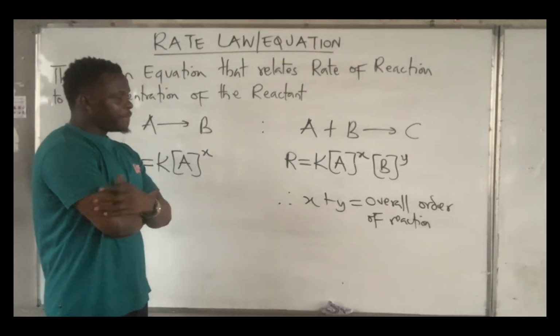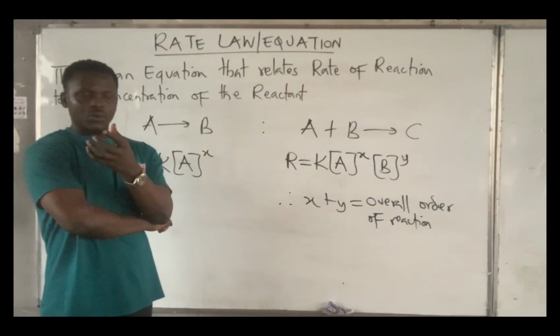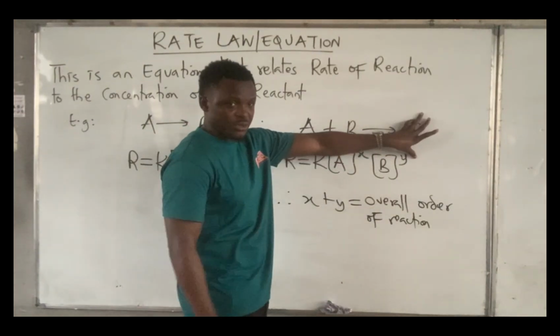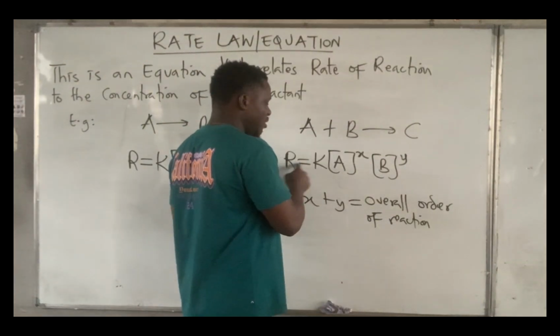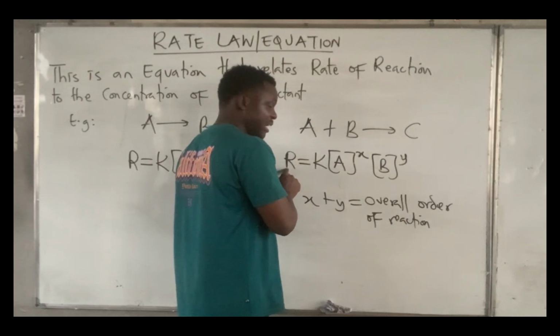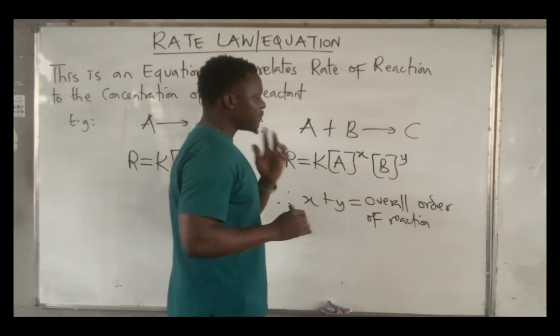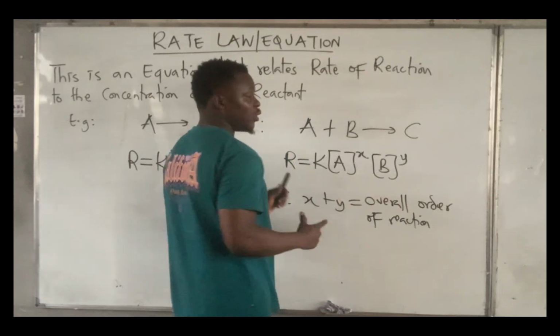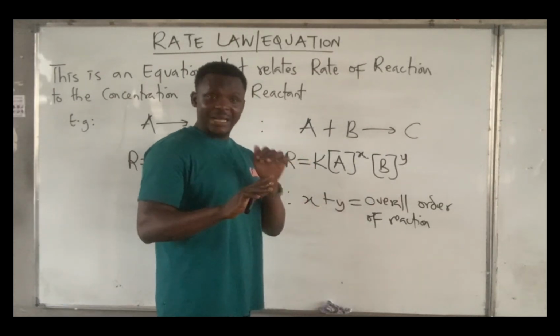So basically, this is actually what we mean by rate law. I'm only interested in the reactant. I have no business with the product. Now this shows that if you increase the concentration of this guy, the rate is going to increase. Now listen, if the sum of these powers, if you add up X plus Y, equals 0, that reaction is a zero order reaction.